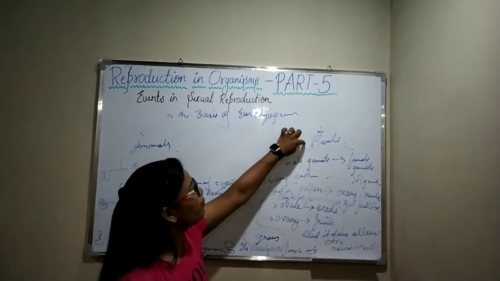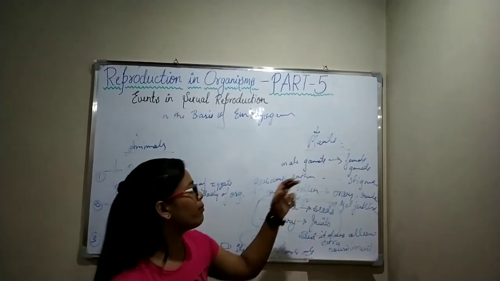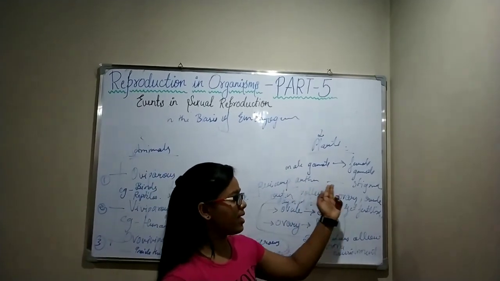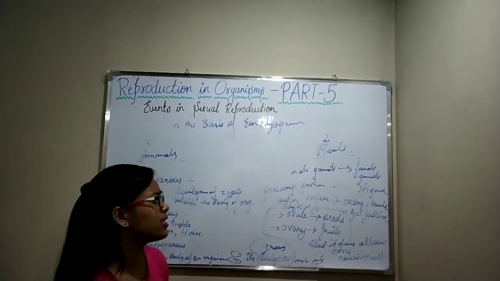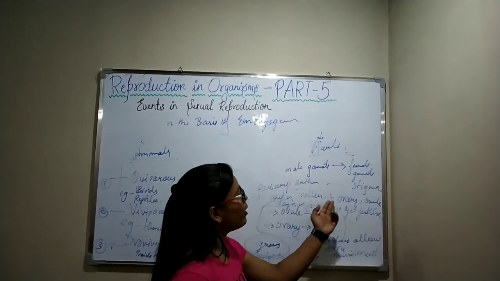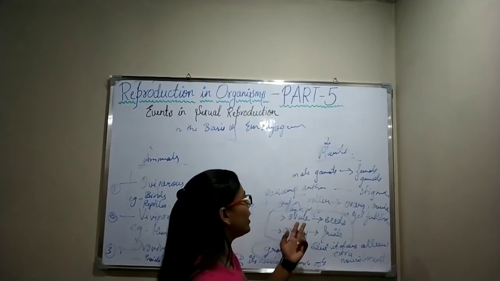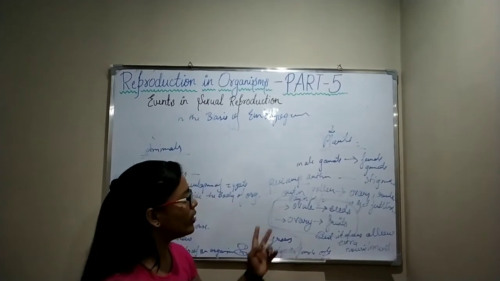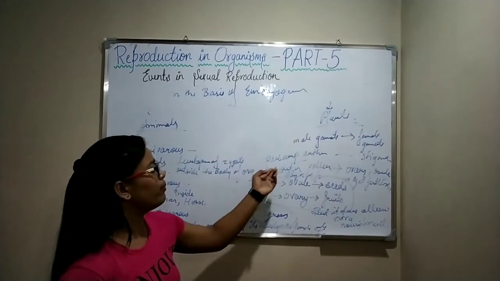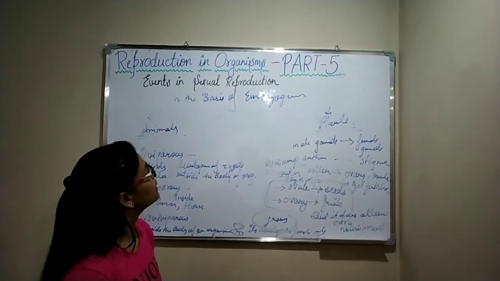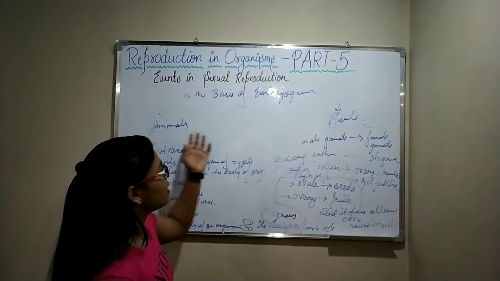I repeat, in plants, the male gamete comes to the female gamete, that is, the male reproductive part is the anther and the female reproductive part is the stigma. The pollen grain comes to the ovule to get fertilized. After fertilization, the ovule gets converted into seeds and the ovary gets converted into fruits. The fruit's outer layer is the pericarp. Like this, embryogenesis occurs in animals and plants.